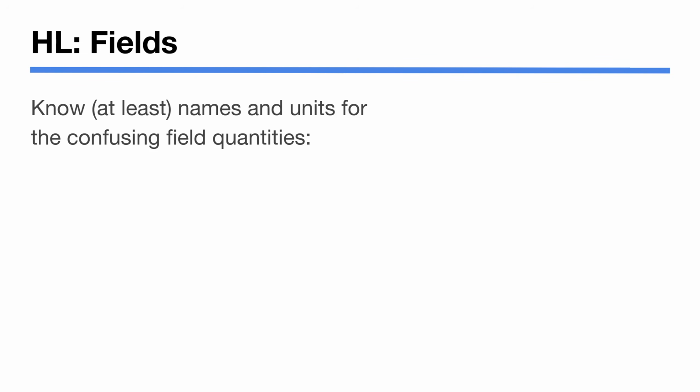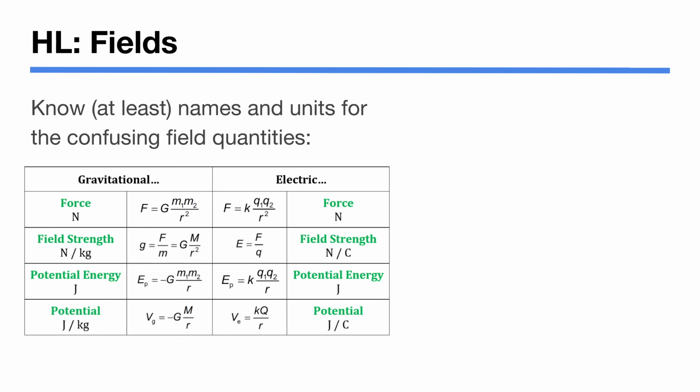Okay, some HL field stuff. There's a ton of equations in fields that are super confusing. For all of these, you want to know at a minimum the name and the unit of the different things you're looking at. This is confusing because you've got GM1M2 over R squared, GM1M2 over R, GM over R squared, GM over R. They're all completely different things, and you need to know what's what.